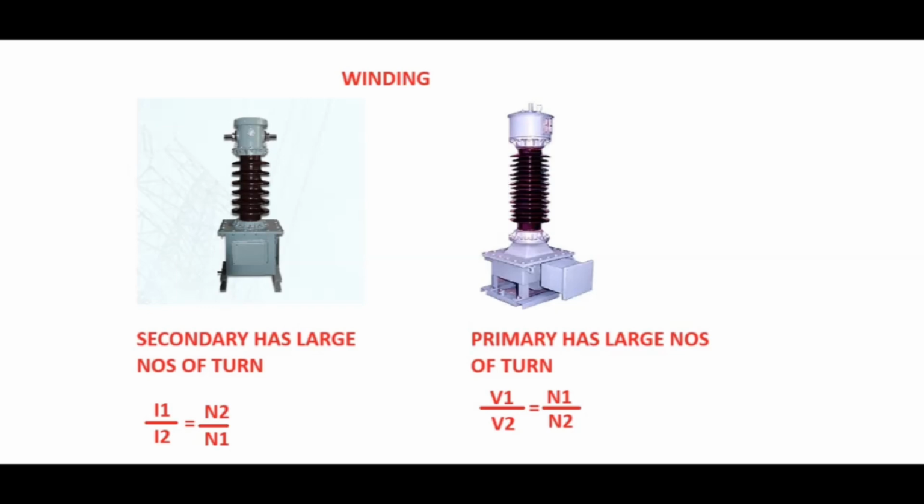In the case of CT, there is only a single turn in the primary winding and a lot of turns in the CT secondary side. But in the case of PT, it is totally different. That is, V1 by V2 is equal to N1 by N2, where V1 is the primary voltage, V2 is the secondary voltage, N1 is the primary turns and N2 is the secondary turns. Since the primary voltage is reduced to a reasonable measurable voltage, N1 is much higher than N2. That is, the primary winding turns are much higher than the secondary winding turns.